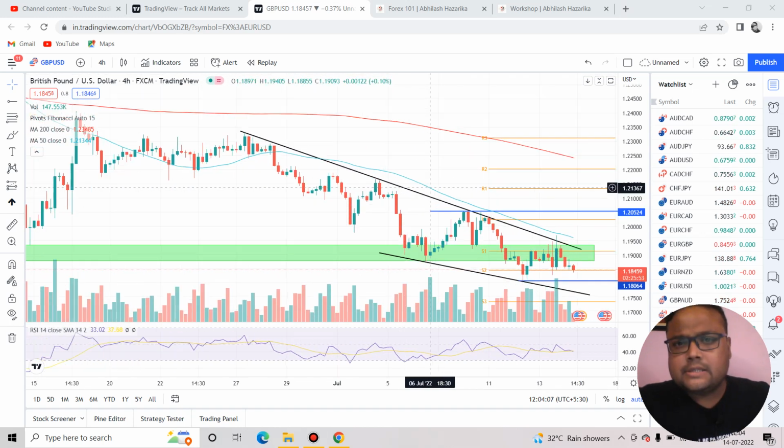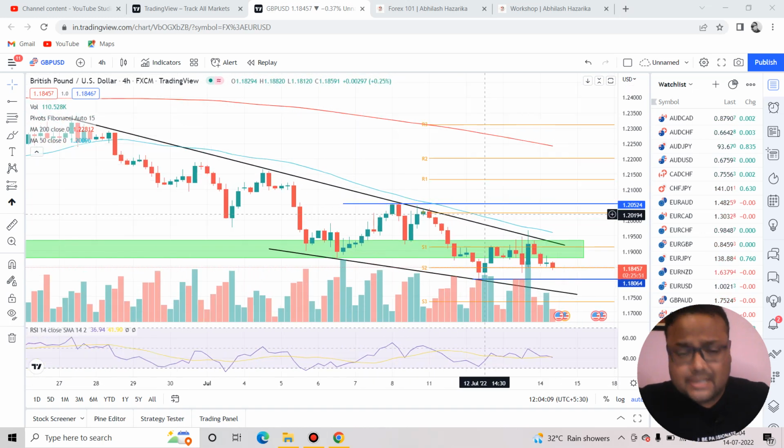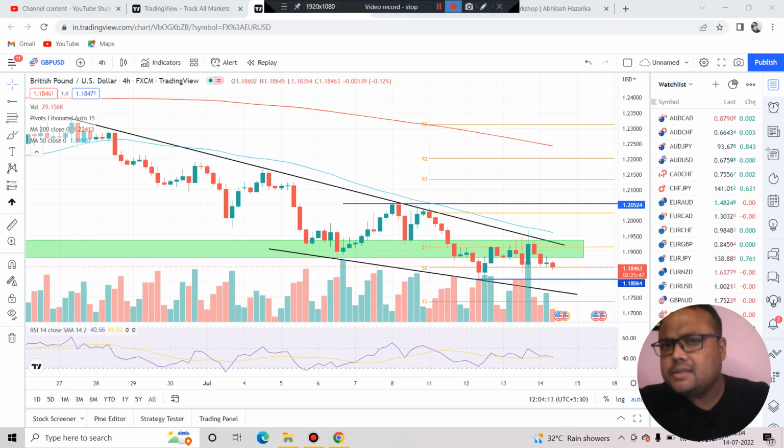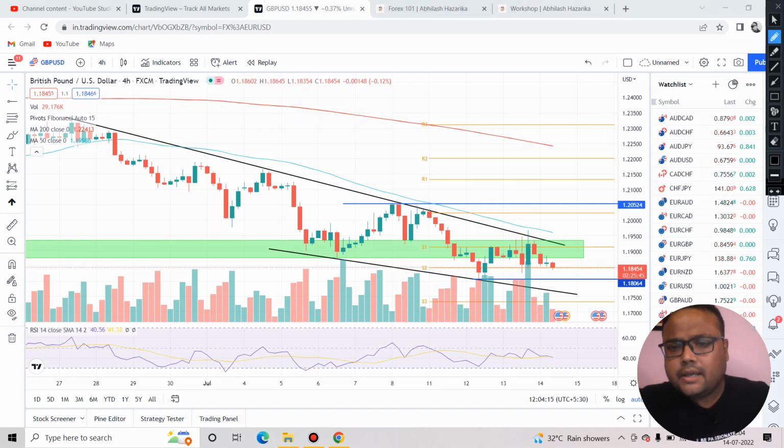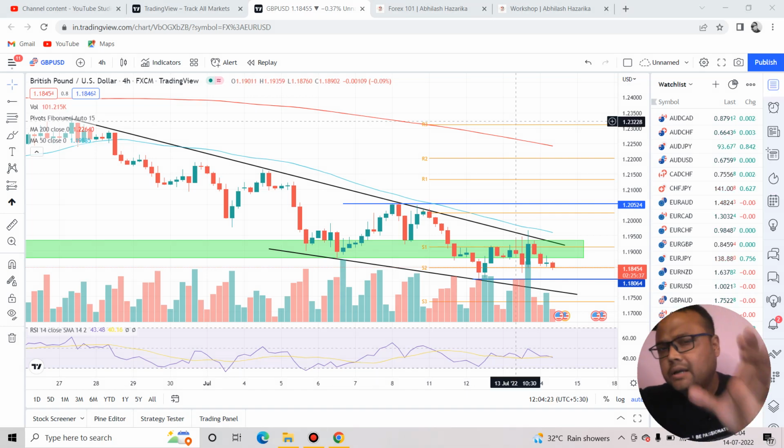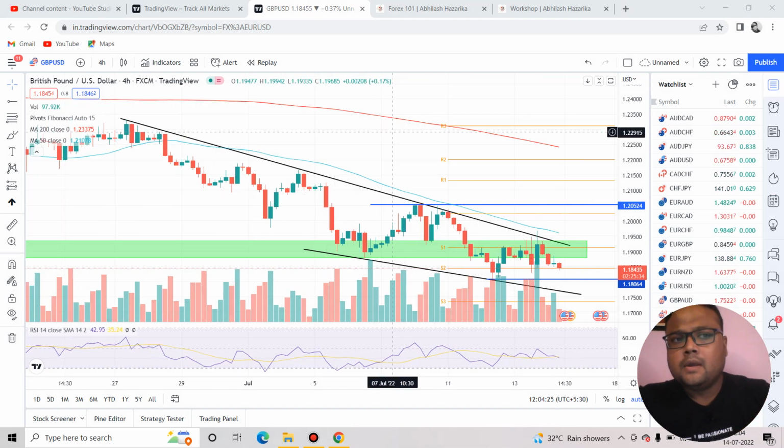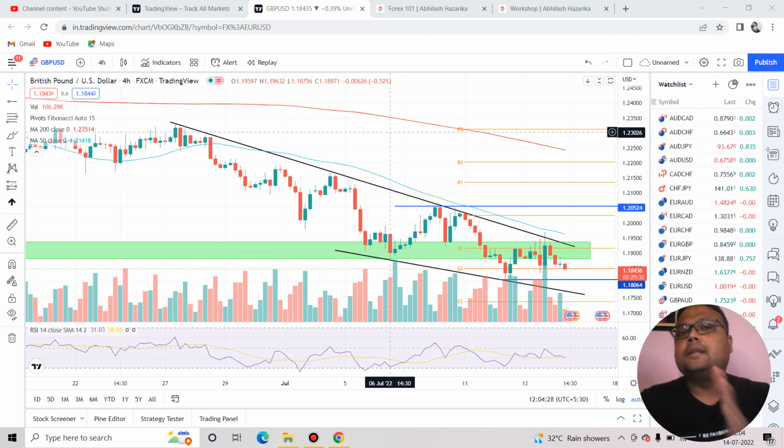To be honest, if we look at the present structure of the GBP USD chart, then the chart is kind of messed up. Personally, I will try to avoid this kind of chart. Instead of trading GBP USD, I'll prefer Euro USD because we have got some clear cut levels on Euro USD. But in case of GBP USD, things are a little bit complicated.